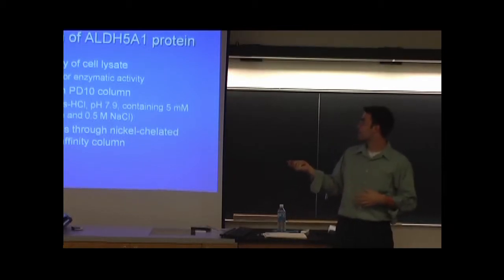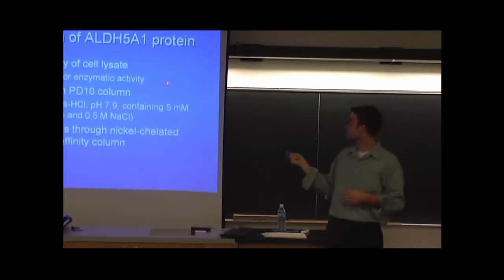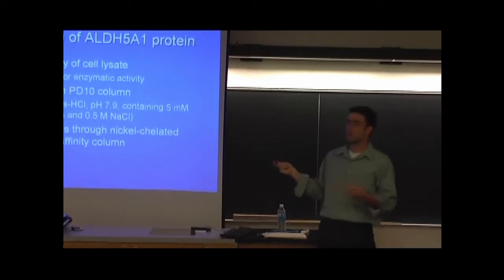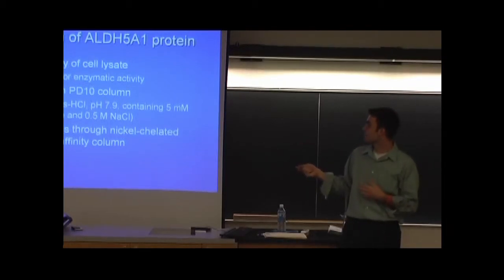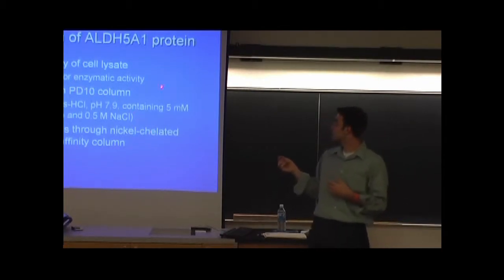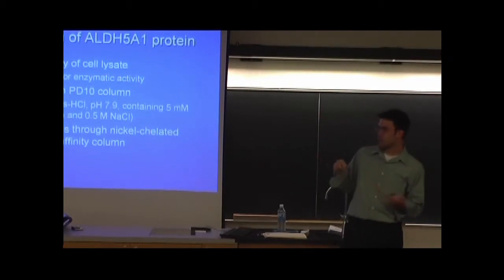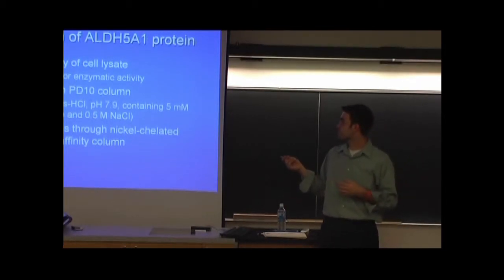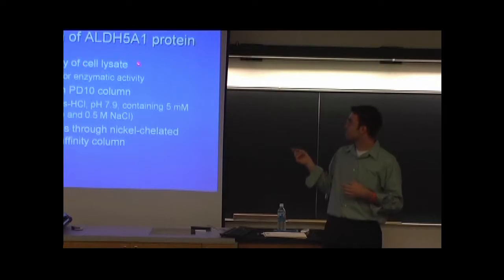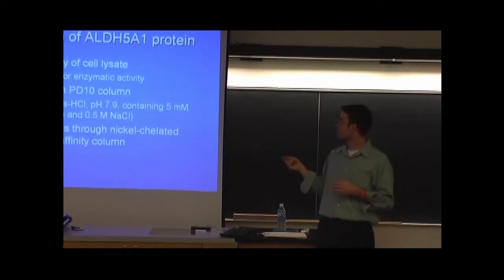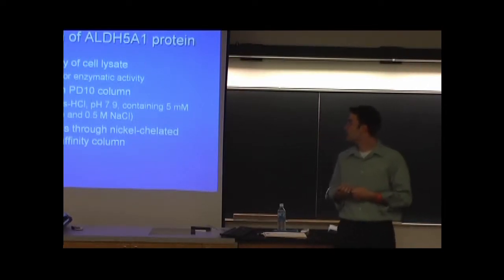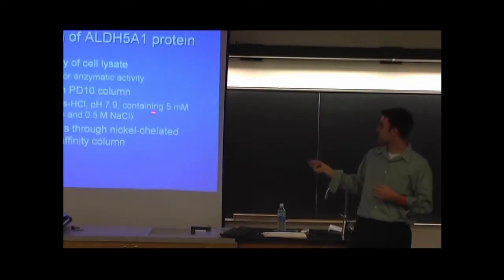So you're going to have a solution that contains just a bunch of your protein and everything else that was in there from the cell, and you're going to run an initial test to test if your protein is in there. You run enzymatic activity using spectrophotometry. If you show you have activity, then you can start running all that lysate through a PD10 column, which is a desalting column. This is a buffer we're going to use for that. It contains 5 millimolar imidazole, which I'll get to in a little bit.